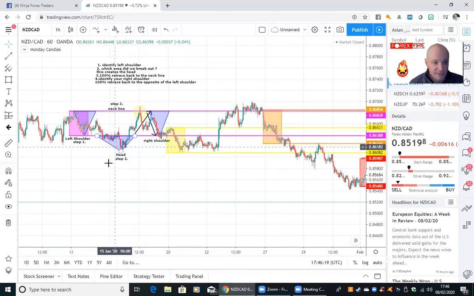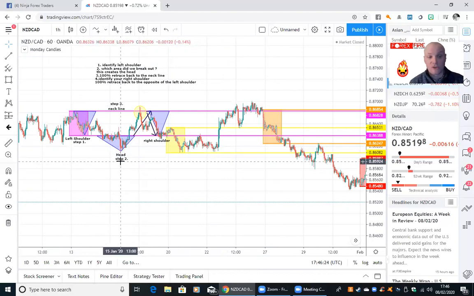Step 2, you've created the head, you have the head here. Again, if you need to, put these texts on your charts just to help you visually see it. From there, step 3, because you always have your head and your shoulders, what's on the bottom of there, you've got your neckline.